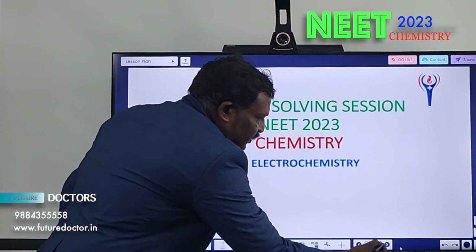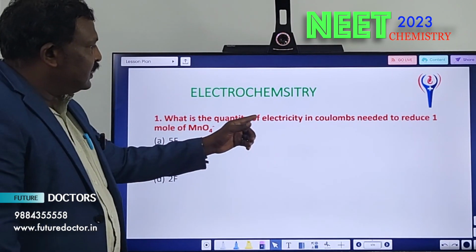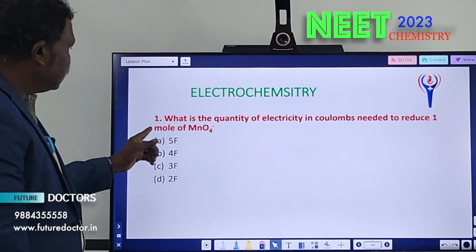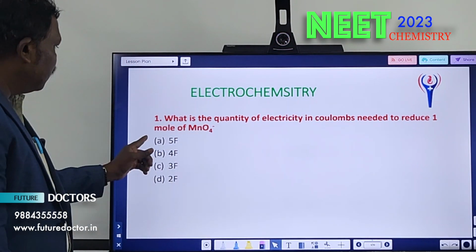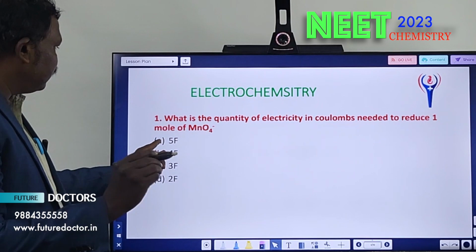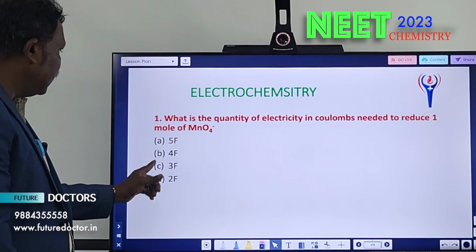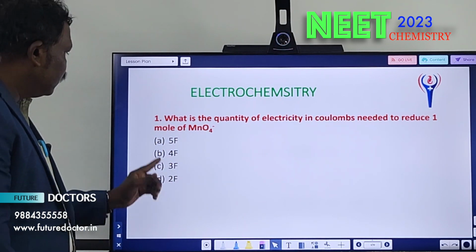Now the first question: what is the quantity of electricity in coulomb needed to reduce 1 mole of MnO4 minus? Option A 5F, that is 5 Faraday, B 4 Faraday, C 3 Faraday, D 2 Faraday.